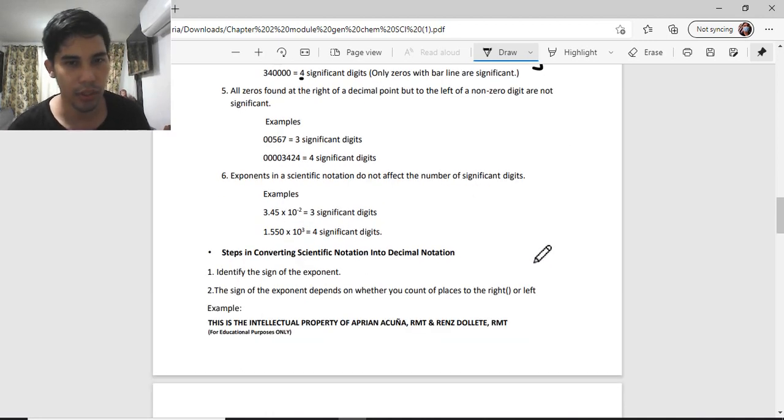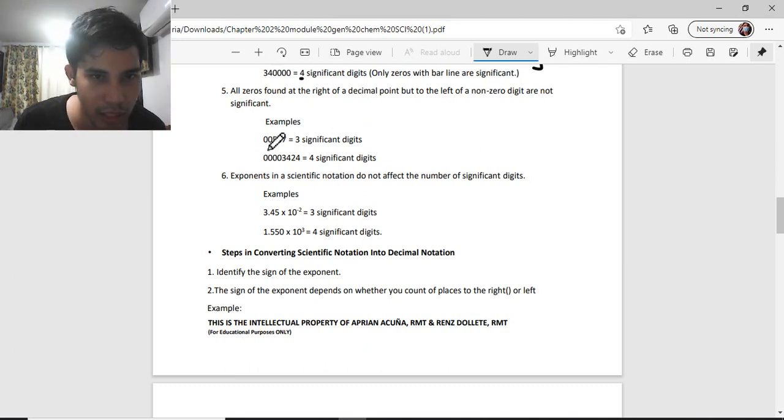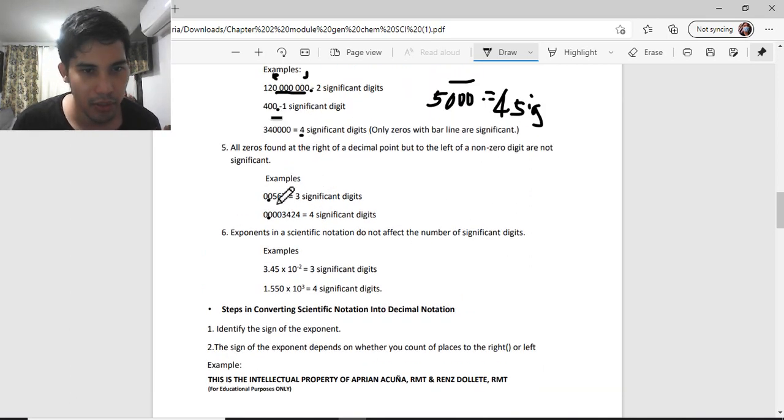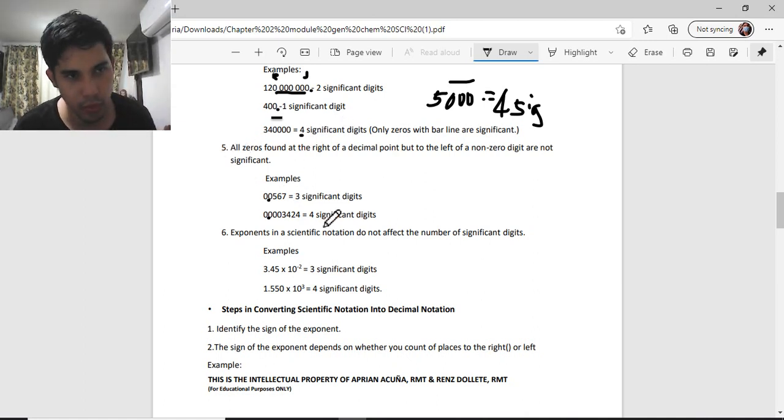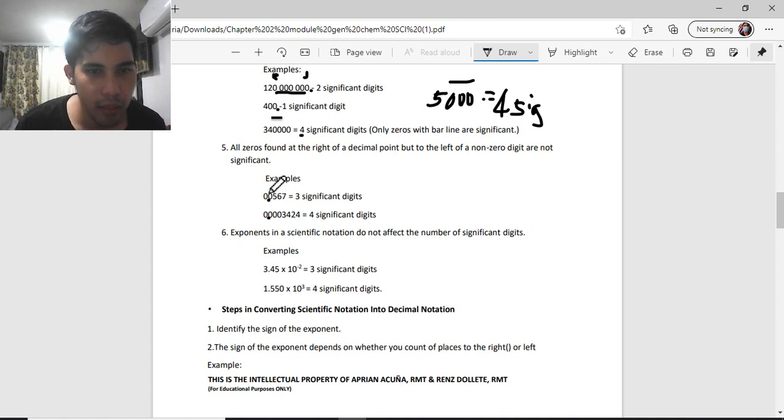Next, all zeros found at the right of the decimal point but to the left of non-zero digits are not significant. You have here the values 0.0567 and 0.000344. These are the lower values. Here is the right side of the decimal point, and then the left side of your non-zero digits. You found 1, 0, but your significant digits are only 3.